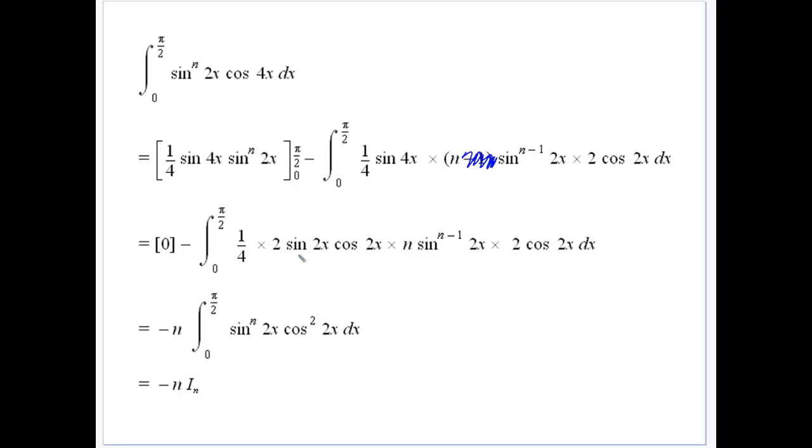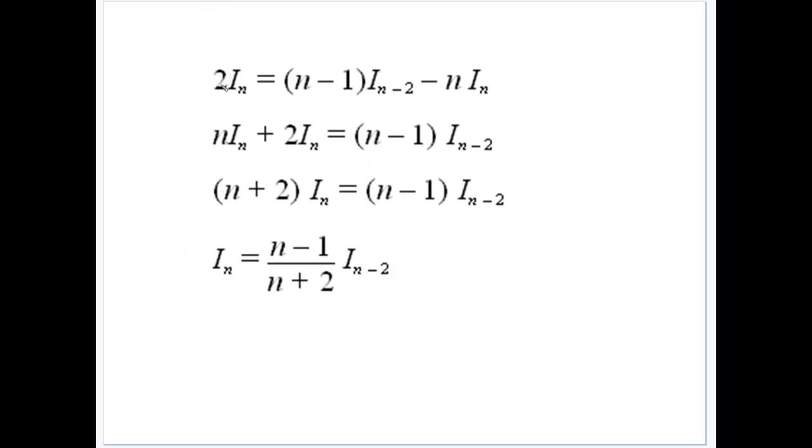Get out a quarter, the 2 will cancel, and we get sine 2x, cos 2x, and sine of n minus 1 2x will give us sine of n, because that's the power of 1. So that cleans that up. And the cos 2x gives us cos 2x all squared. We can put the n out the front with the minus, and we notice we're back to I n. So that's minus n I n.